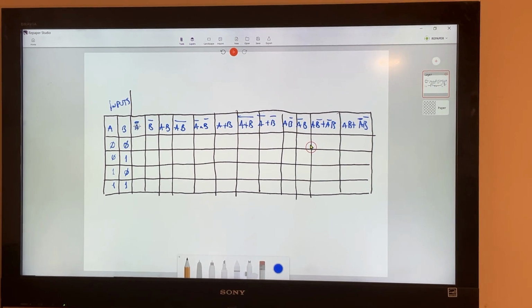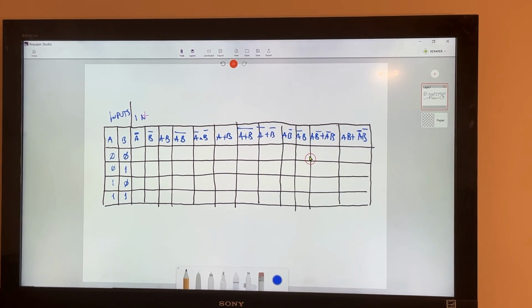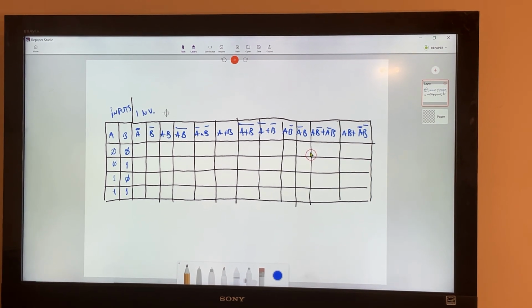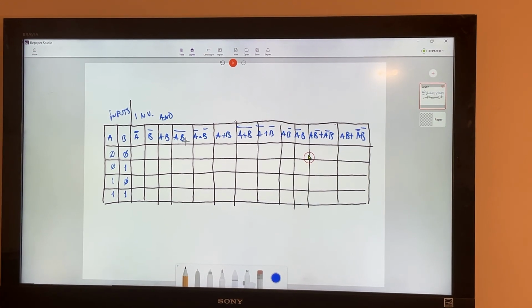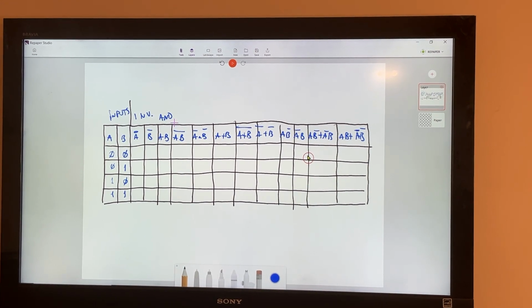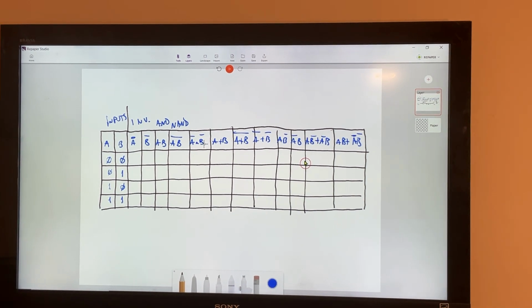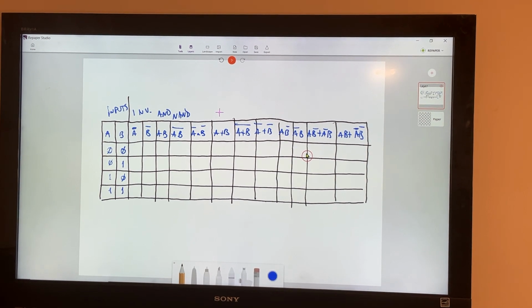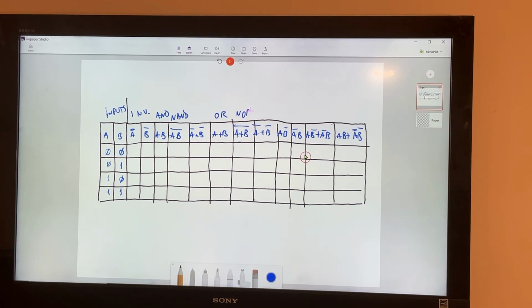A bar right here and B bar over here. These are inverters, as you know very well. A times B. This is the AND. A times B with the bar on top. This is the NAND. I'm going to pass over this one here. I'm using it as an intermediary calculation. A plus B is an OR. A plus B with the bar on top is a NOR.